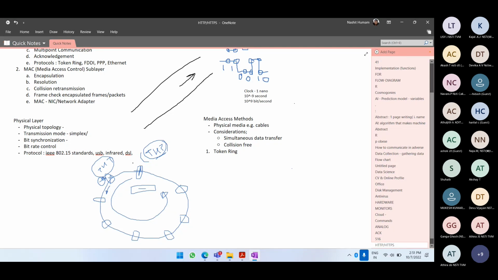Now, token ring, previously it started with only the ring topology, but later it was implemented in almost every kind of network, and it has been working very fine with all the different topologies. I hope that was clear to everyone.